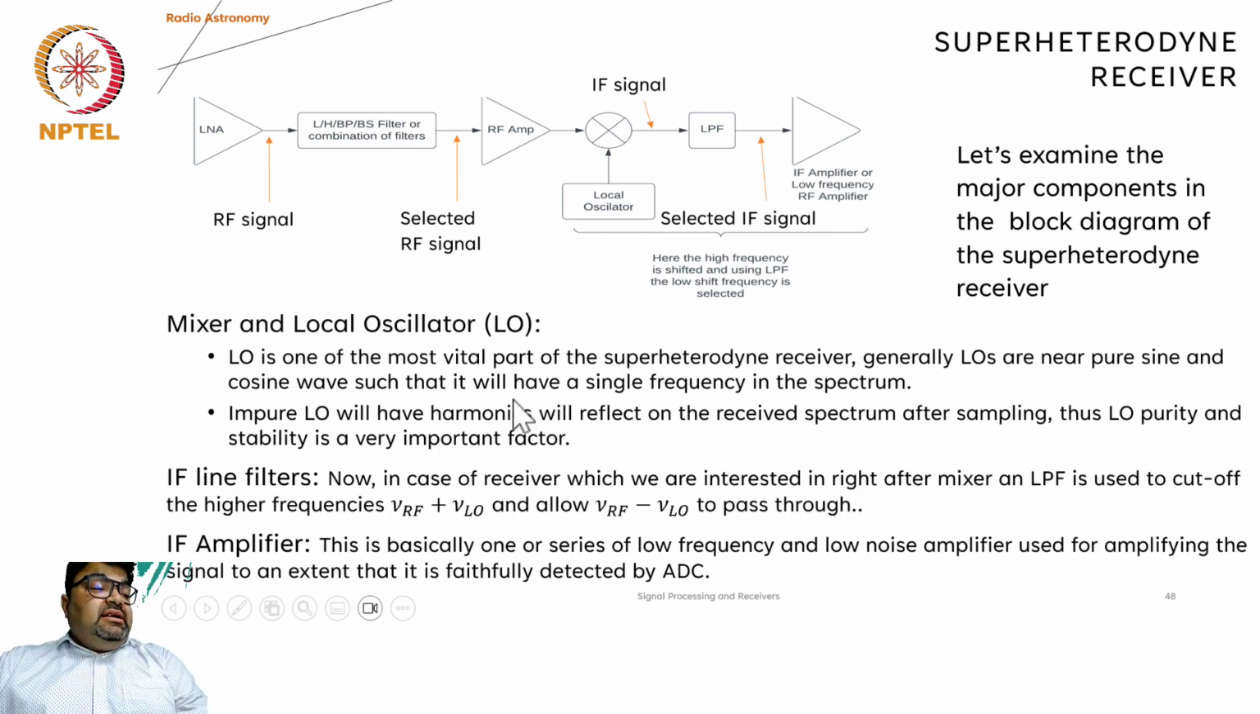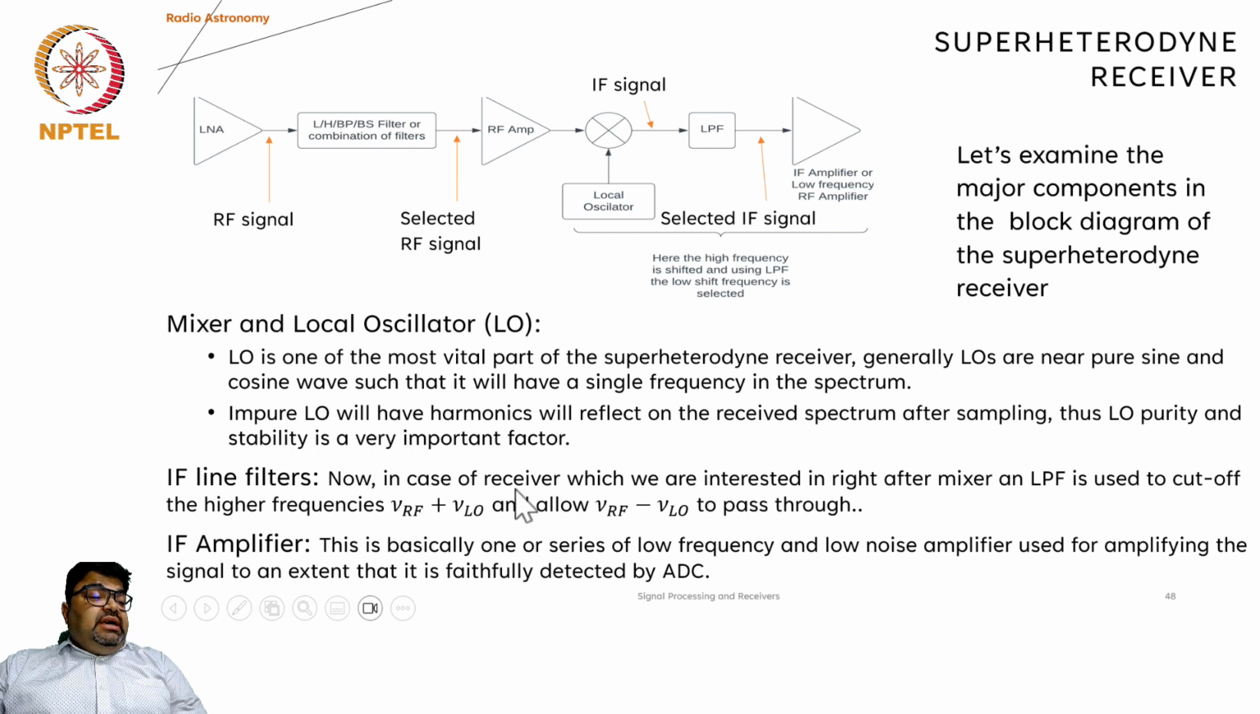Mixer and LO. The LO is one of the most vital parts of the superheterodyne receiver. Generally, LOs are near pure sine and cosine waves, such that they have a single frequency in the spectrum. An impure LO has harmonics, resulting in various impurities.